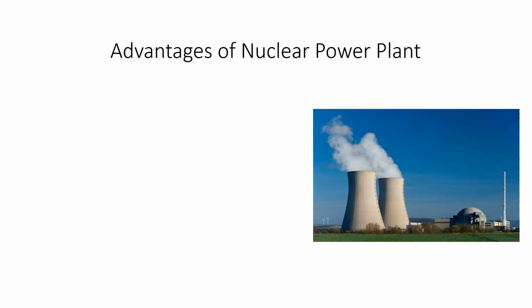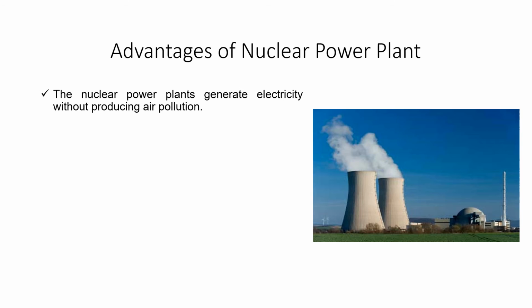Advantages of nuclear power plant. Nuclear power plants generate electricity without producing air pollution. Unlike fossil fuel-fired power plants, nuclear reactors do not produce carbon dioxide or other chemicals, and they do not contribute to the greenhouse effect. As we can see, the smoke coming from the nuclear power plant is not pollution, but just steam released into the air.